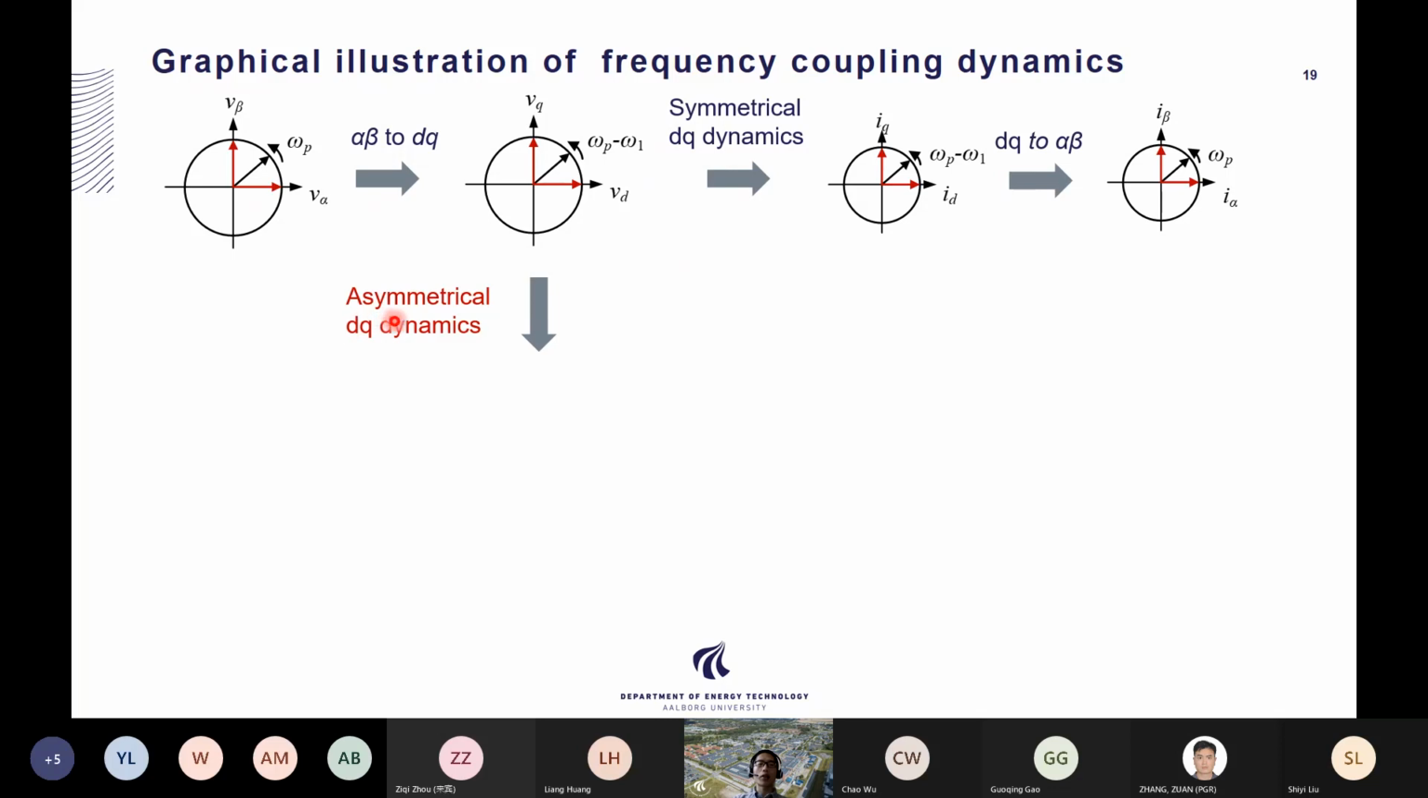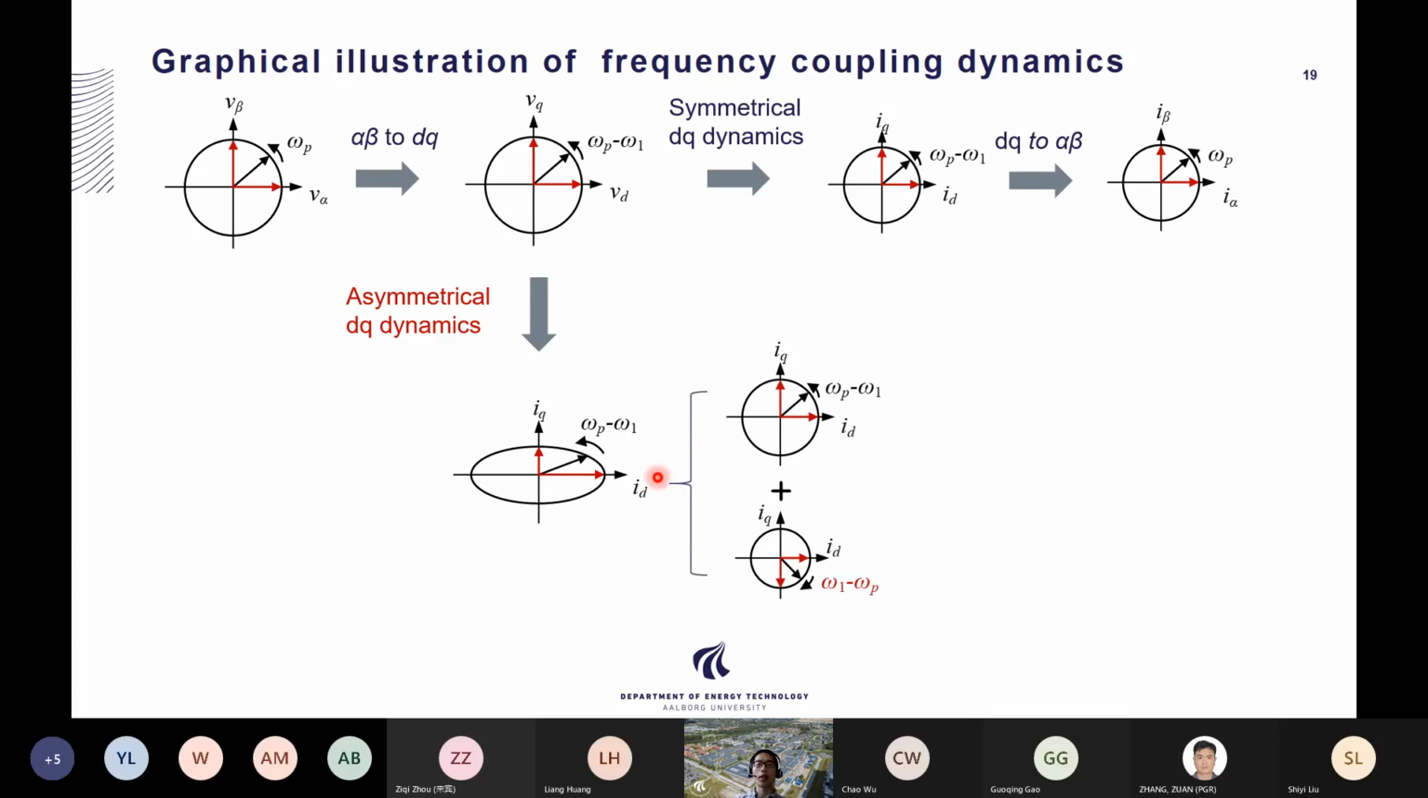Assume there are asymmetrical control dynamics, then what would happen? The result would be that the current response in the DQ frame would also be asymmetrical. You can see that this current vector in the D and Q axes would not be the same length because of this asymmetrical DQ dynamics. You can imagine that would be the direct result. So this current vector will not form a circle anymore; instead it would form an ellipse. And for this ellipse, you can actually decompose it into circles rotating in different directions.